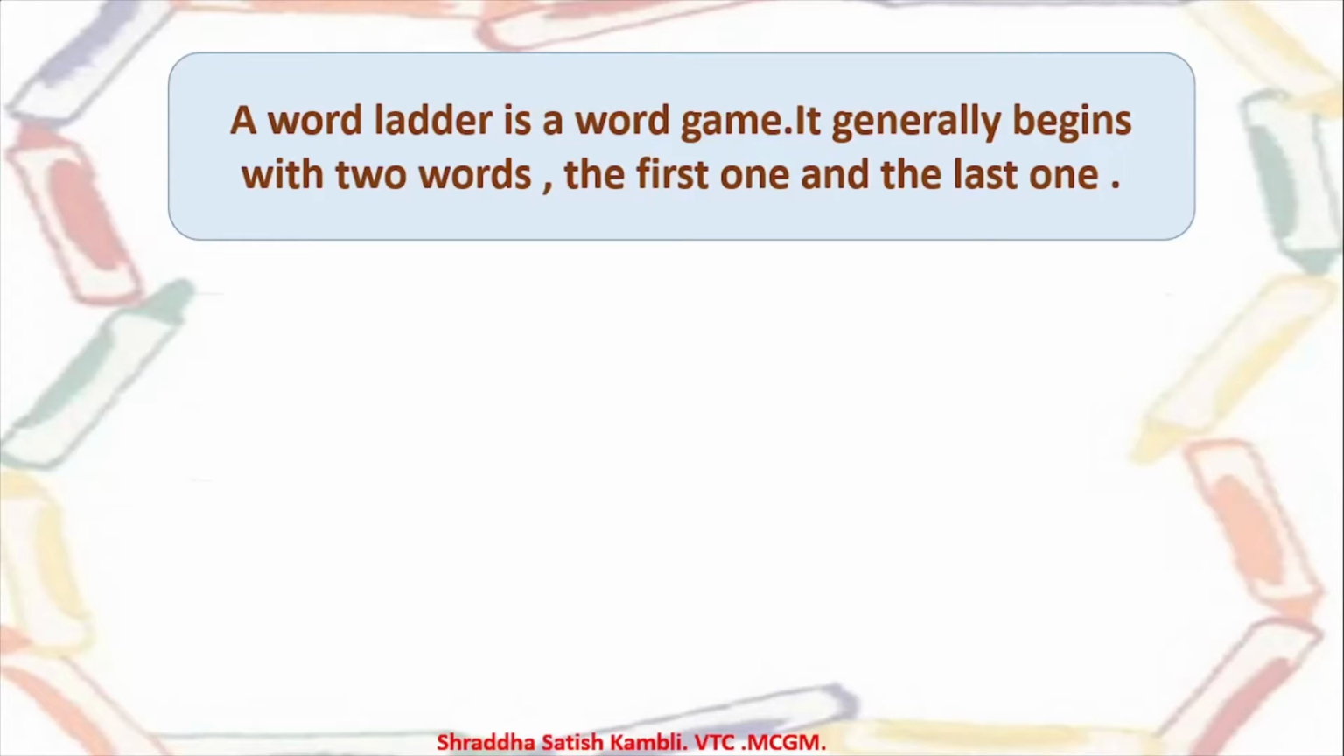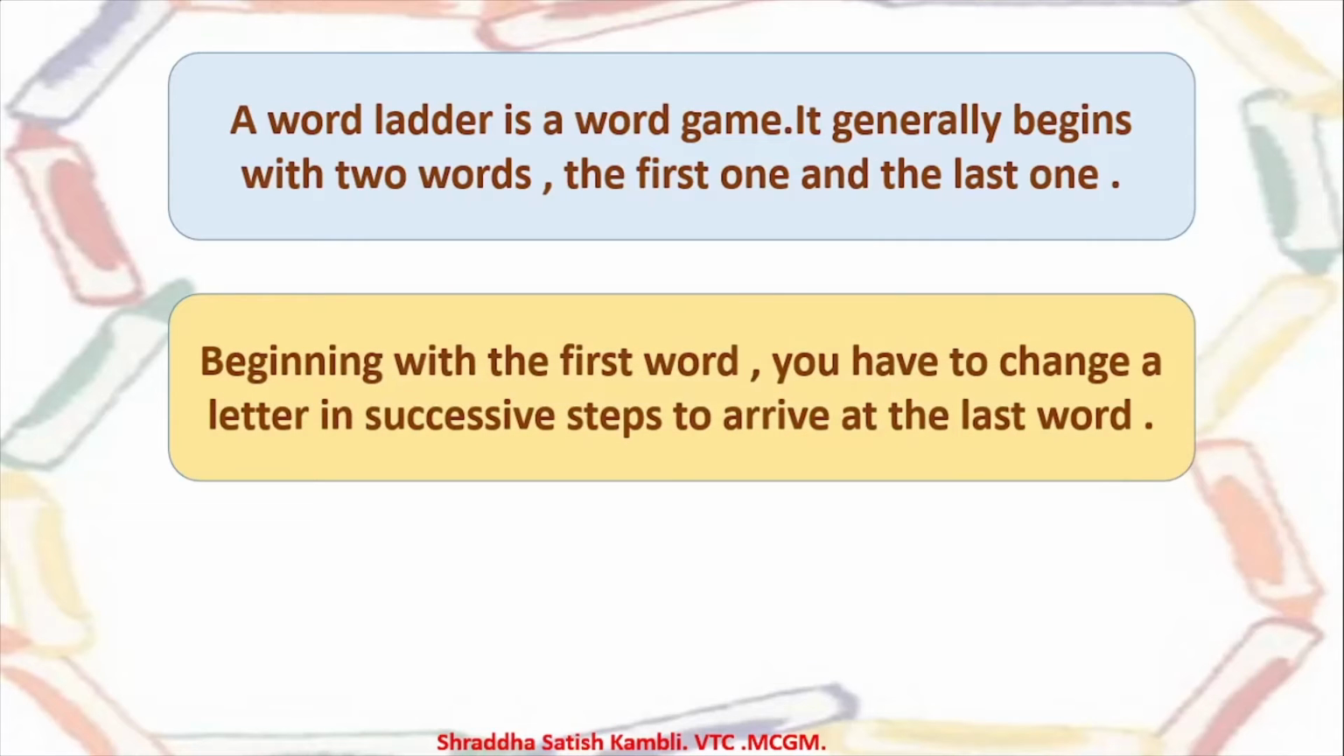Beginning with the first word, you have to change a letter in successive steps to arrive at the last word. So at each step that you take, you have to change a letter in that particular word. Then you go to the next word, again you change a letter there, you go to the next word, and finally you arrive at the last word. So the beginning and the end of the ladder are words which are given to you. And in doing all this, in the entire process, what are we doing?